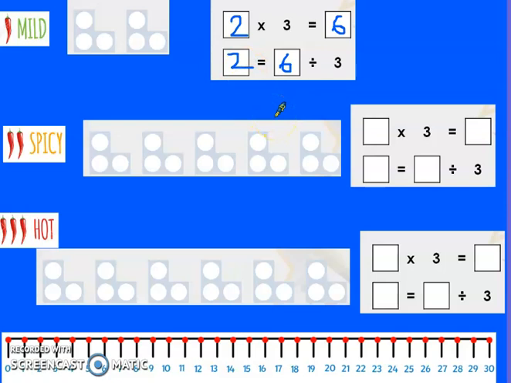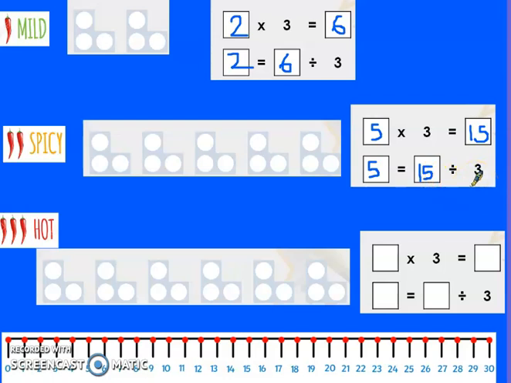Let's have a look at the next representation. We had 1, 2, 3, 4, 5 groups of 3. That's 3, 6, 9, 12, 15. 3 times 5 is 15, or 5 times 3 is 15. So 15 divided by 3 equals 5. This calculation is just set out the other way with the answer at the start. 5 equals 15 divided by 3.